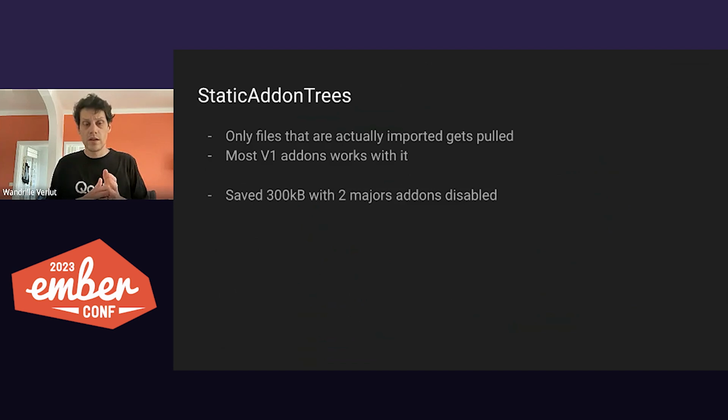First one consists of allowing the static add-on trees. So add-ons used to push every file into the final bundle. Now, when activated, the add-on files must be imported from somewhere that we can statically see during the build. For us, it meant 300 kilobytes of saved payload, even though 2 add-ons were not compatible with our feature.